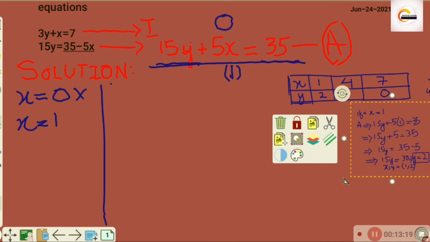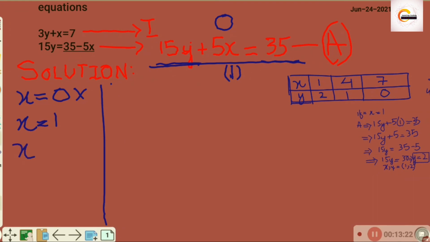Now let's look for the other 2 points. If I put x equals 2, what will happen? 5 multiplied by 2 will become 10, and 35 minus 10 will be 25, which is not divisible by 15. So this option is wrong. Again, x equals 3. 5 multiplied by 3 will be 15. 35 minus 15 is not divisible by 15. So this option is also wrong. We cannot use this option.